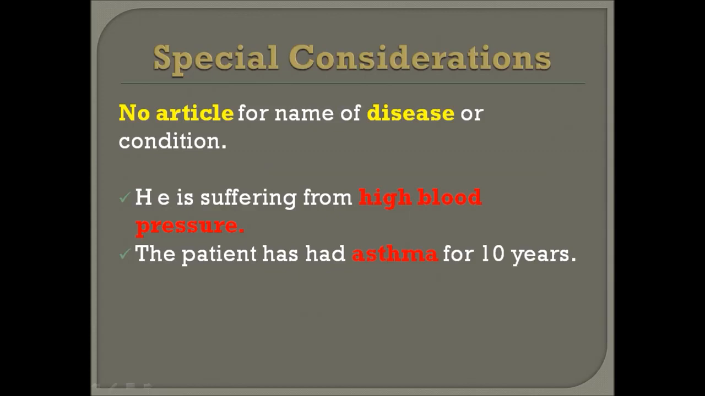Let's discuss some examples here. He is suffering from high blood pressure. He is suffering from asthma. He is suffering from type 1 diabetes. So you will not say he is suffering from the blood pressure, or the diabetes, the asthma. No. He is suffering from hypertension, diabetes, anything. So there is no need of an article with the name of a disease.